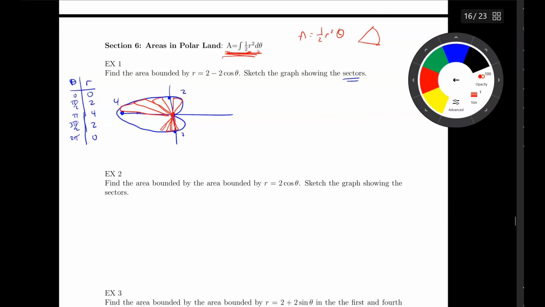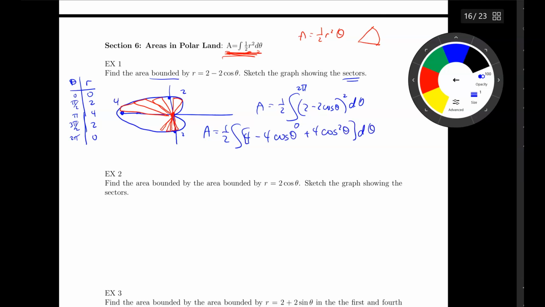So this is the formula for area. So here's my sectors. If I'm going to find the area bounded by this whole graph, it's going to be 1/2 r squared d theta from 0 to 2 pi. So to do this integral, I'm going to need to multiply this out. That would give me 4 minus 4 cosine of theta plus 4 cosine squared of theta.